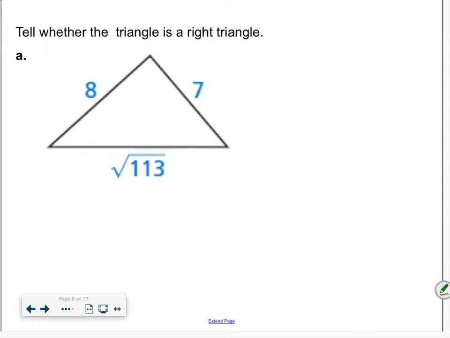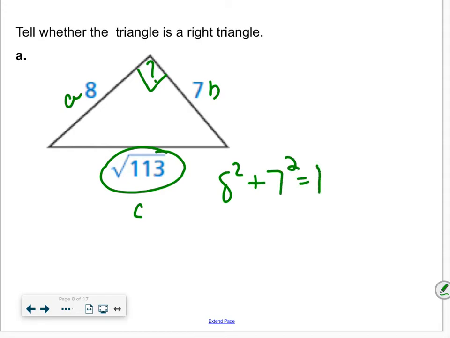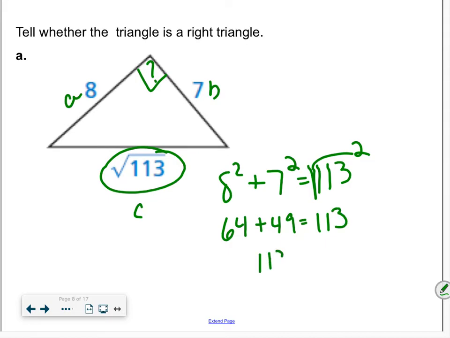So we can decide if this is a right triangle. The question is, is this a right angle here? This would be the longest side. Try to call this A and B and C. If 8 squared plus 7 squared would be equal to the square root of 113 squared, if it is indeed equal to that, then this must be a right triangle. So we get 64 plus 49 equals 113. And when we add that up, we get 113 equals 113. So our answer is yes, it is a right triangle.